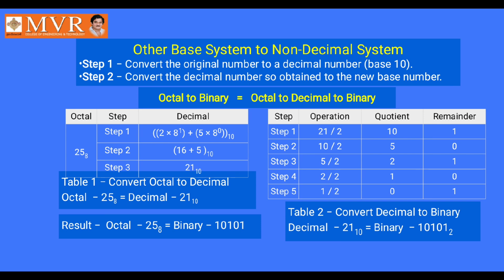Here there is a shortcut method to perform this conversion, but before going to discuss the shortcut method, let us have a discussion on the straightforward method of converting other base systems to non-decimal systems. Whatever the base system is given to you, either binary or octal or hexa, first you have to convert that into decimal. You know very well how to convert any other base system to decimal. Just now we have discussed. After getting the decimal value, convert the decimal number into the new base number, whatever base you want.